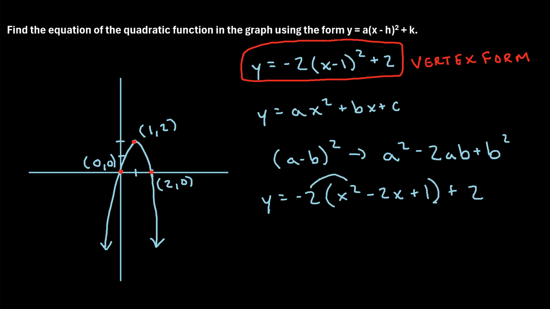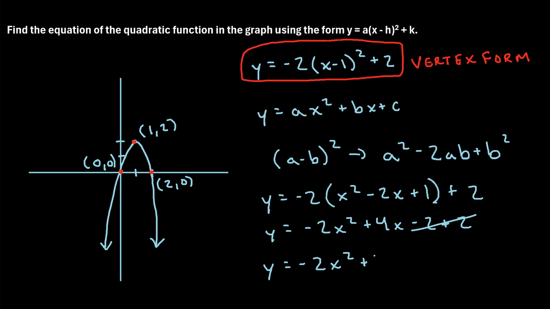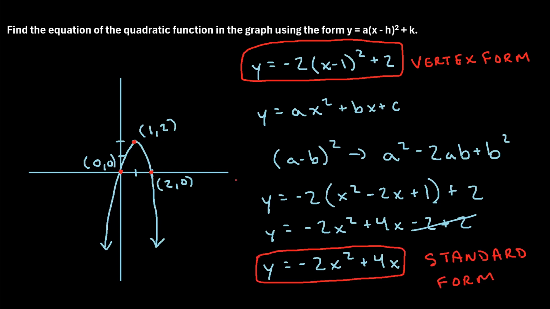We can distribute this negative 2 into the parentheses, and we get y is equal to negative 2x squared plus 4x minus 2, and we have this plus 2 at the end. The last thing to simplify is we'll notice this negative 2 and this positive 2 will just cancel out. So we're left with y is equal to negative 2x squared plus 4x. This is how you could write this same equation in standard form. That was just a quick example of how to find the equation of a quadratic function from a graph.